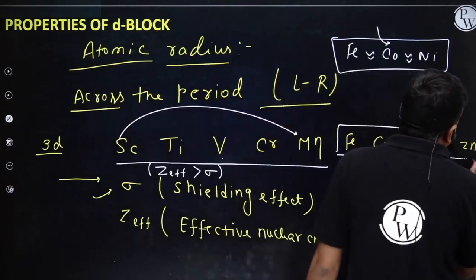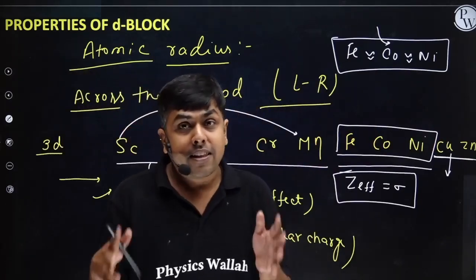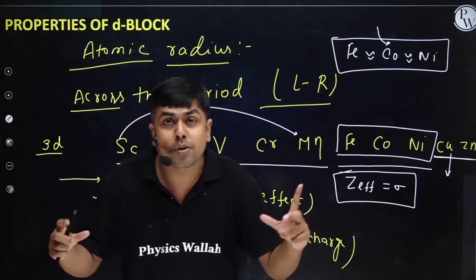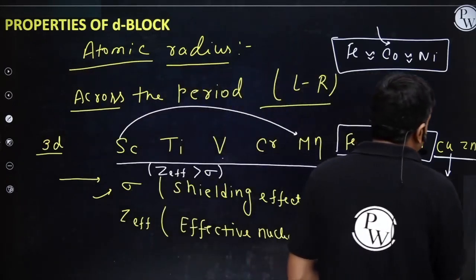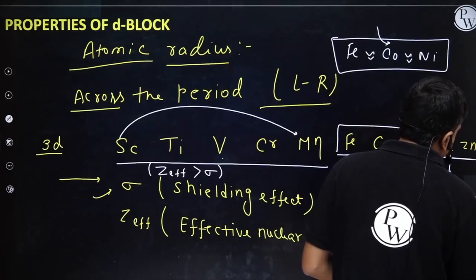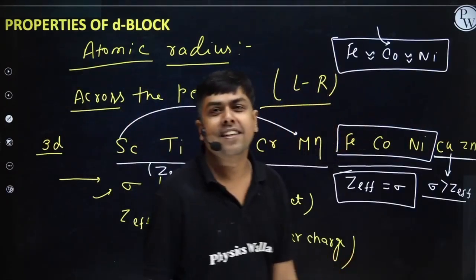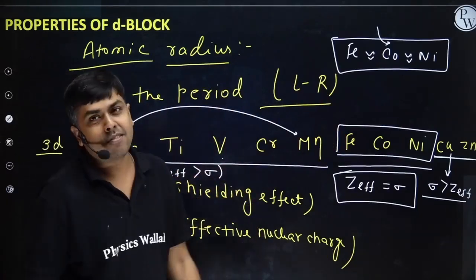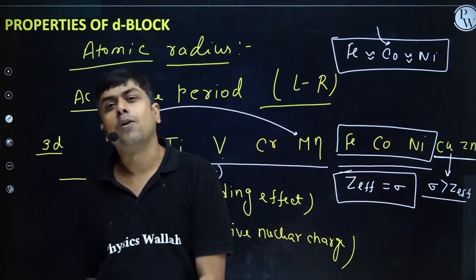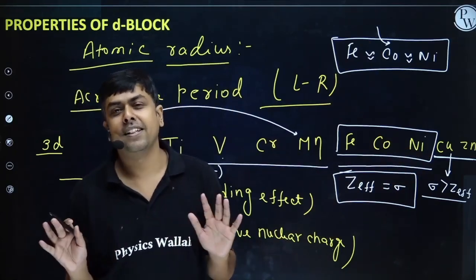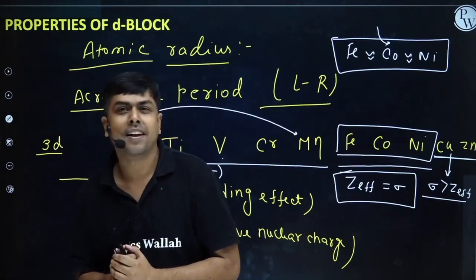And then copper and zinc have a completely filled (n-1)d subshell. More electrons are there in the 3d subshell, so obviously the number of inner electrons has increased, and repulsion will dominate. Here in copper and zinc, sigma is greater than Z effective. If sigma dominates over Z effective, repulsive force dominates over attractive force, and size will increase. So as we move from scandium to manganese, atomic radii first decreases, from iron to nickel almost remains constant, and again increases from copper to zinc. Am I clear? The same property we observe in the 4d series also. I hope things are crystal clear now.